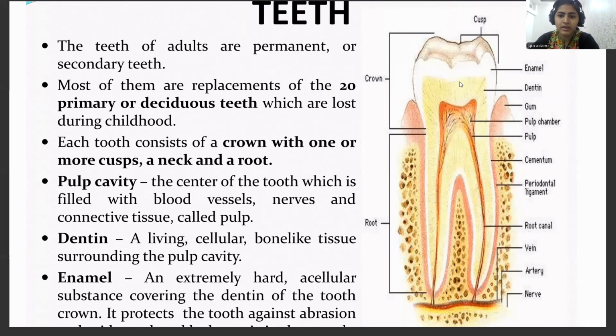Then we have enamel, an extremely hard acellular substance covering the dentine of the tooth crown. It protects the tooth against abrasion. This is the enamel. Enamel is very hard.